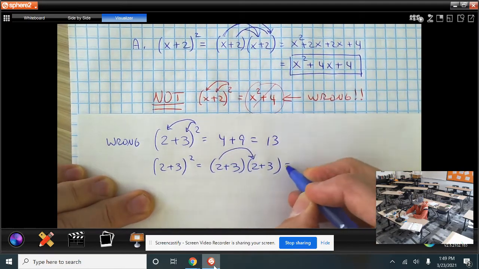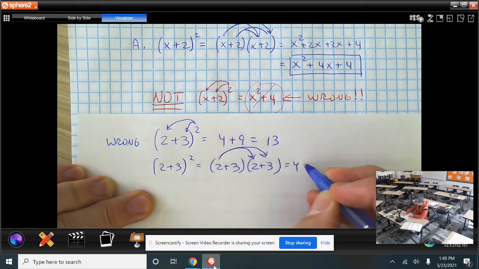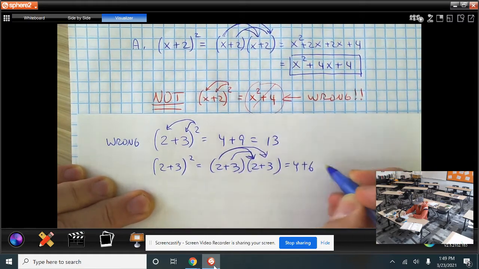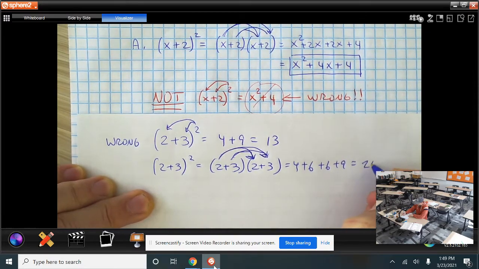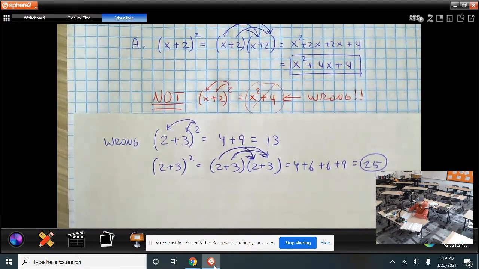2 times 2 is 4. 2 times 3 is 6. 3 times 2 is 6. And 3 times 3 is 9. And when you add those together, you get 25, which is the correct answer. Because, of course, 2 plus 3 is 5, and 5 squared is 25.